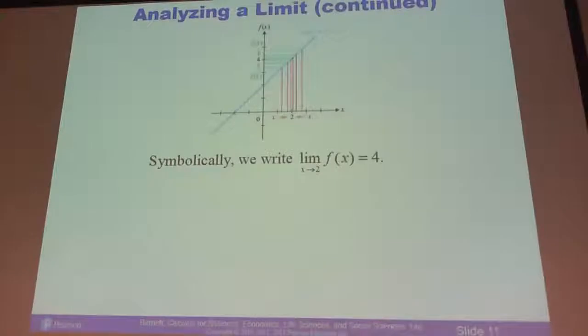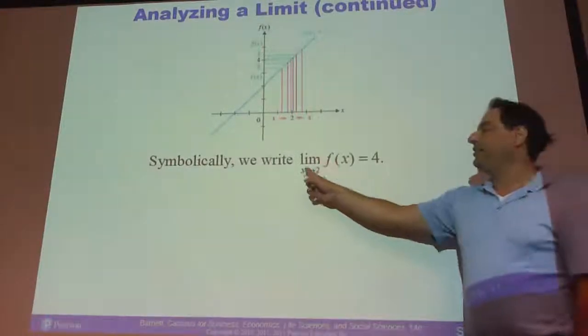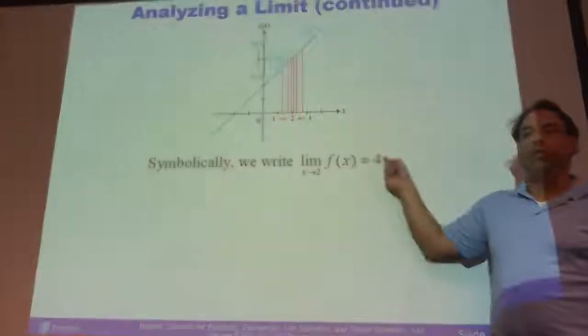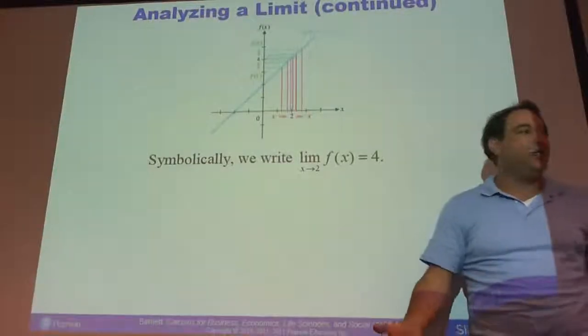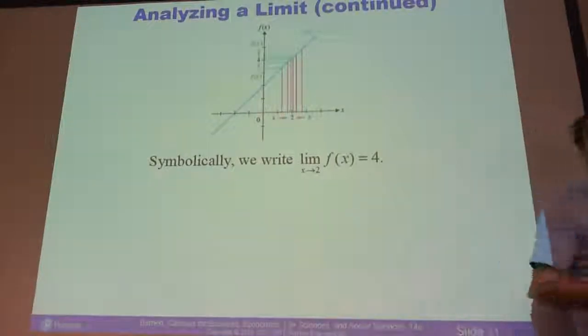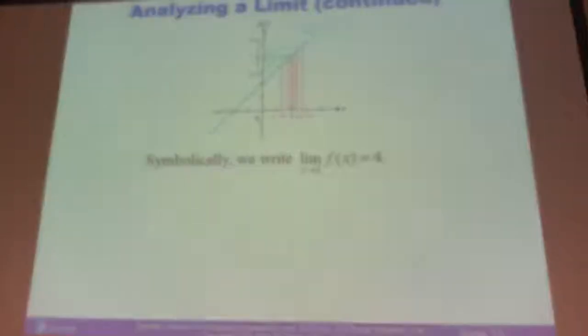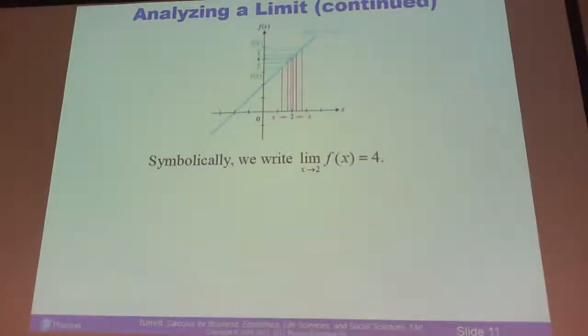So we can say the limit as x approaches 2 gives us an answer of 4. And you're like, why am I even doing that? I know the answer is 4, because we're going to do harder stuff. We're going to talk about rate of change. We're going to talk about, as we get closer, what happens there.